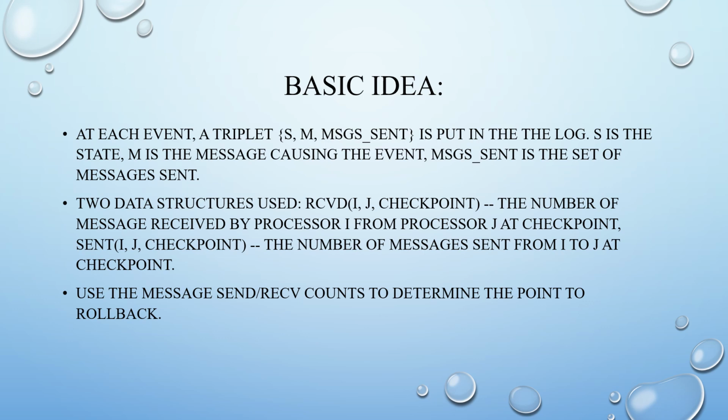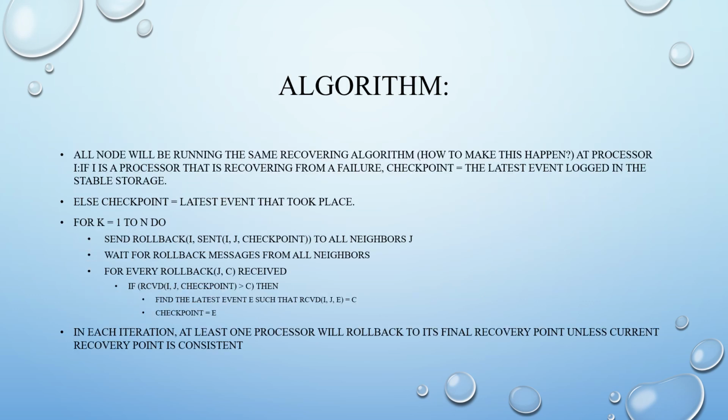In RCVD, we have RCVD(i, j, ckpt), the number of messages received by processor i from processor j at the checkpoint. Similarly, SENT(i, j, ckpt) is the number of messages sent from processor i to processor j at the checkpoint value. Using these send and receive counts, we can determine whether we need to perform a rollback or go on. This is the basic idea.